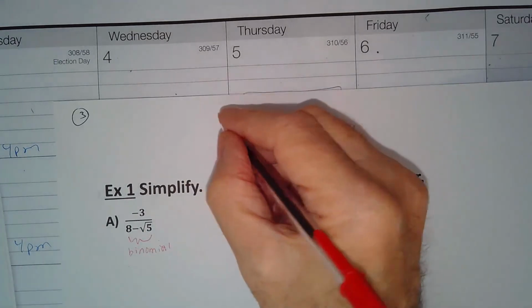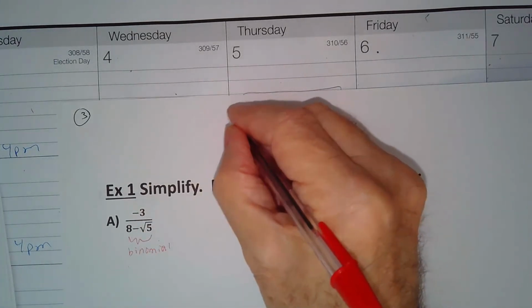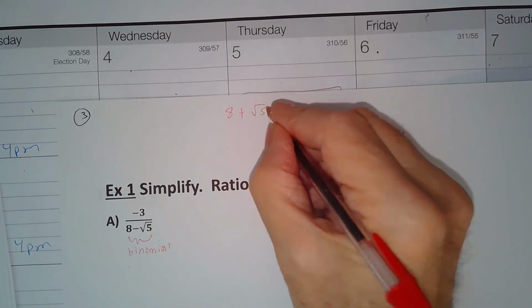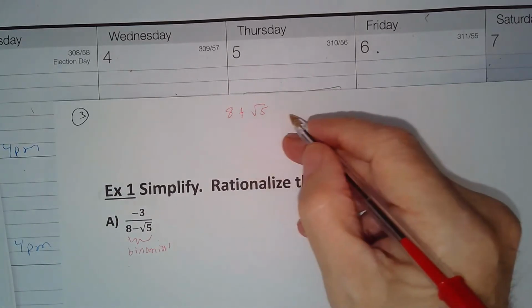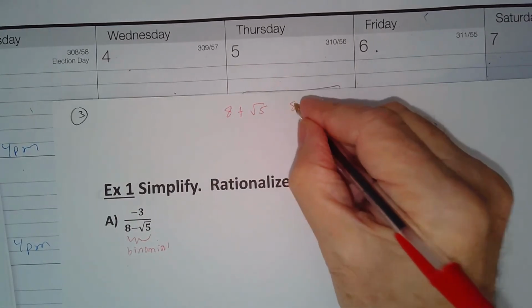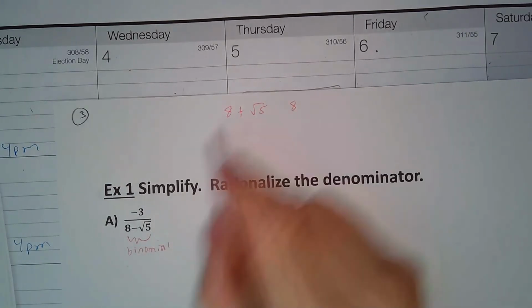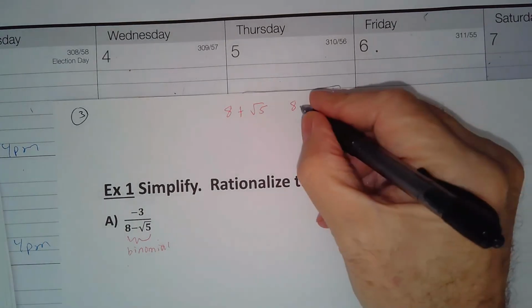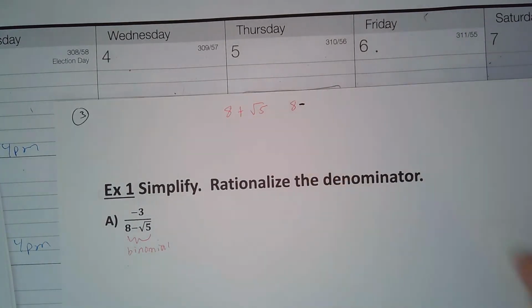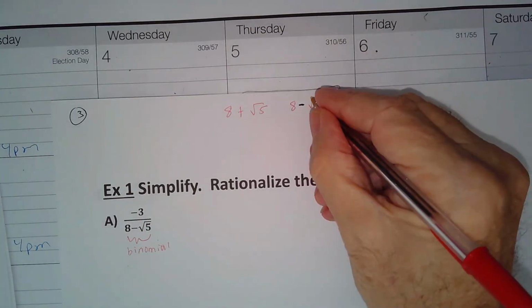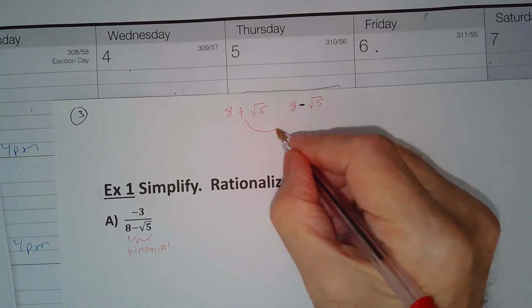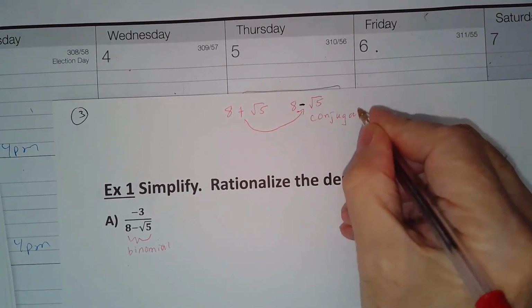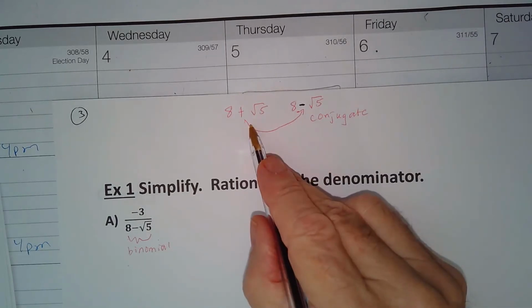So I have to use a device called the conjugate. So if I've got 8 plus the square root of 5, right? I'm going to change it to its conjugate, and its conjugate is the same, but it includes this entire binomial that you see in the denominator. However, you switch the sign of the second term. So this makes it a conjugate. This is the conjugate of this number, okay?